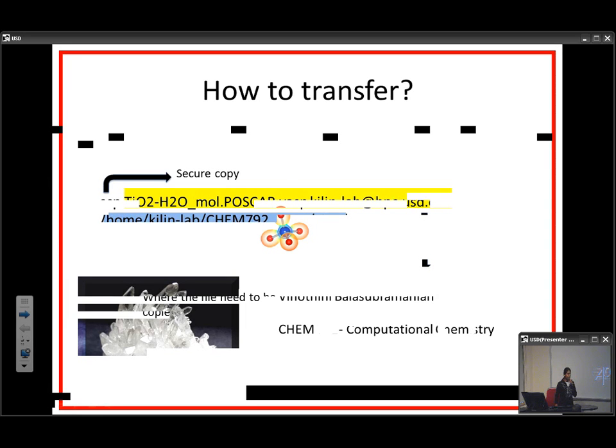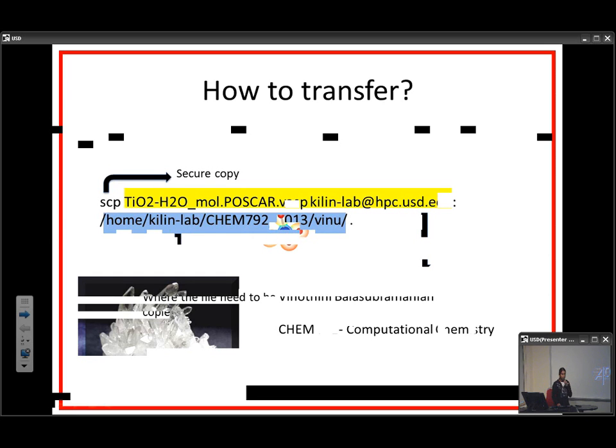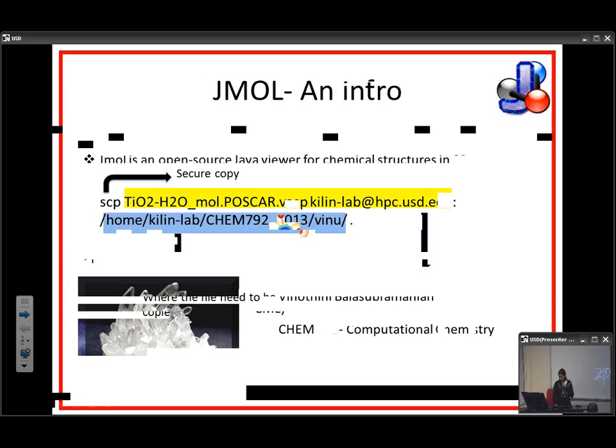And here is a simple command which helps us to transfer the files between the computer and the cluster. SCP is the command which stands for secure copy. The first one shows the source of the file, where it is, and is separated by a colon. And the second one, which is highlighted in blue, is where the file needs to be copied or stored. In this way, you can transfer the files between the computer and the cluster.